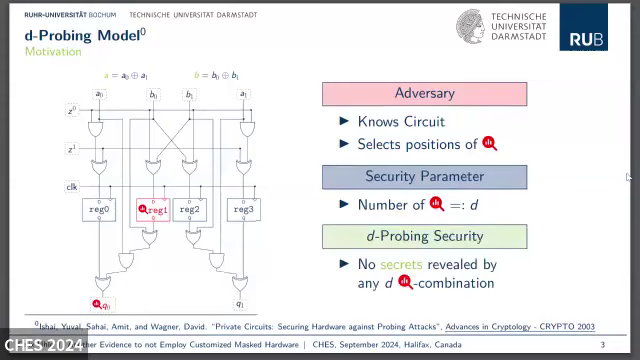We have security in this model if no combination of up to d shares reveals any information about the secret or the secrets. Here in this case, our secrets are A and B.